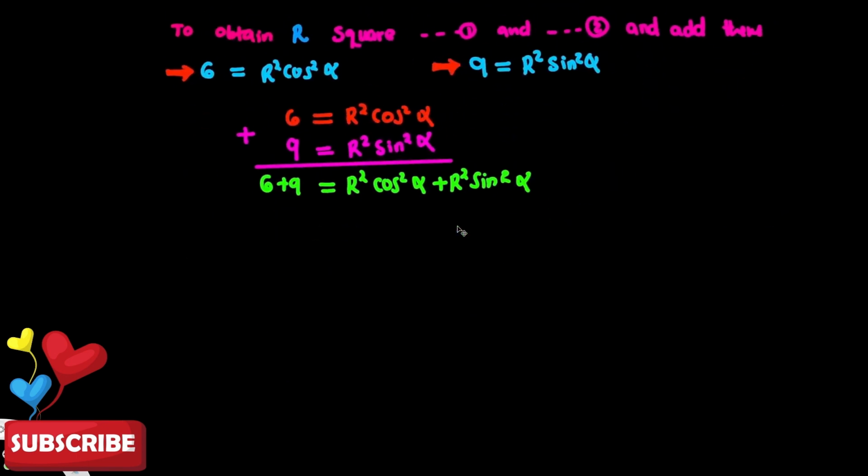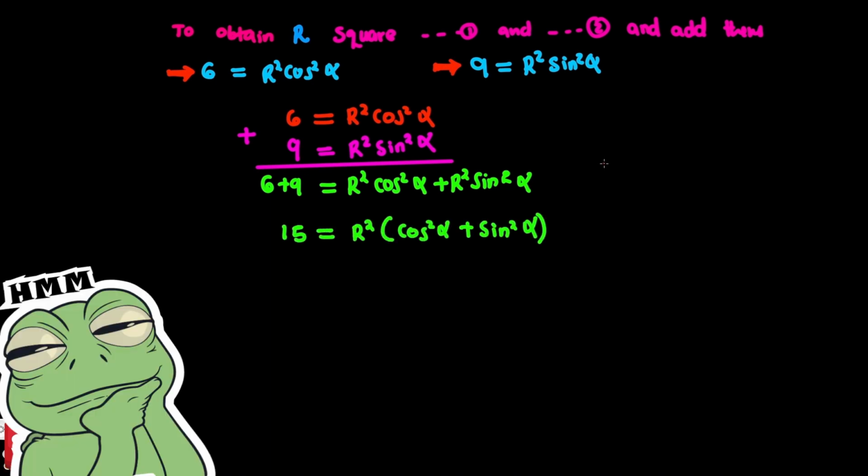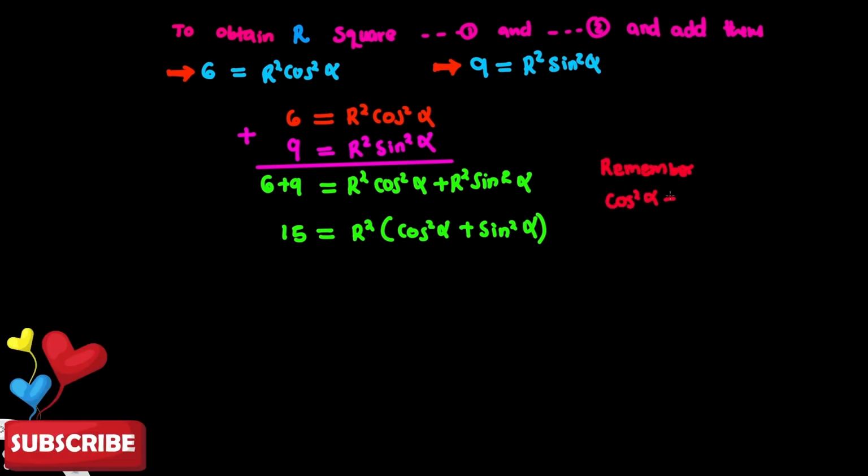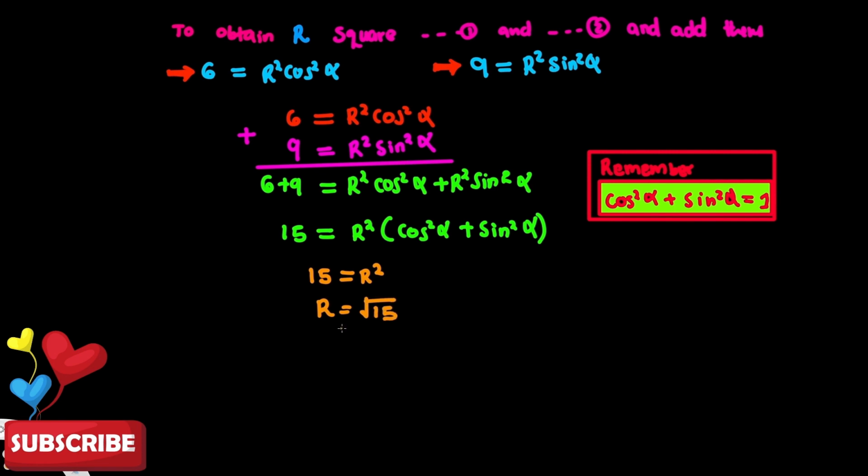Now we can add 6 and 9, and this is going to give us 15, right? And then on the right hand side, we are going to factor out r squared, so that we form an expression that is quite familiar. Whatever is in the bracket means something. I believe you remember that is equivalent to 1. Therefore, on the right hand side, anything that is in the bracket can be replaced with 1. So we end up having this expression as r squared equals 15, which we are going to find the square root of, and our r becomes root 15.